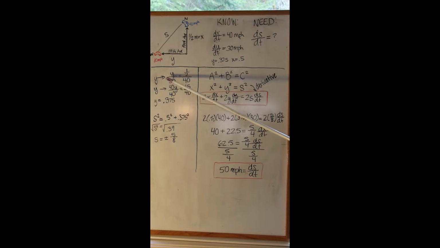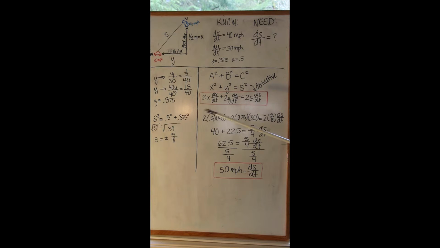So we used a ratio because we knew that both cars had left from the same point at the same time and that neither of them had been stopped by traffic or anything. So we used the ratio y over 30 equals half over 40. And then we got y equals 0.375 miles.